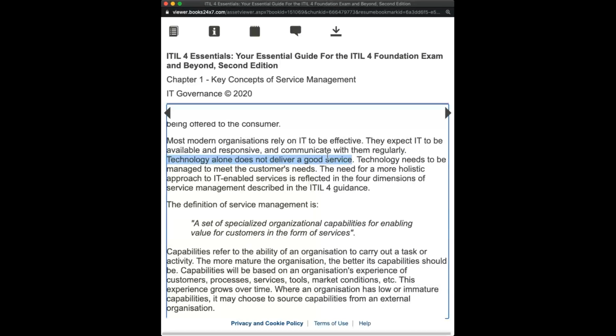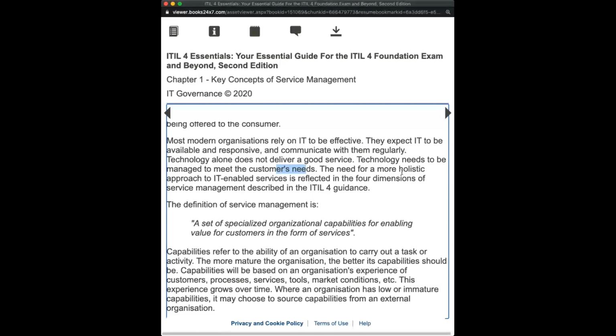Technology alone does not deliver a good service. This is one of the important phrases that you have to know, right? Even though it's ITSM, it's not all about technology. It's the process, the processes, right? Technology needs to be managed to meet customers' needs.